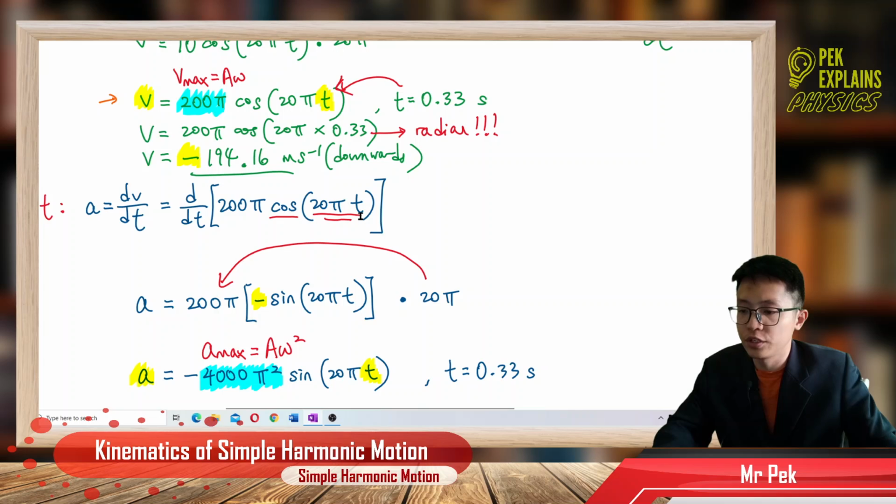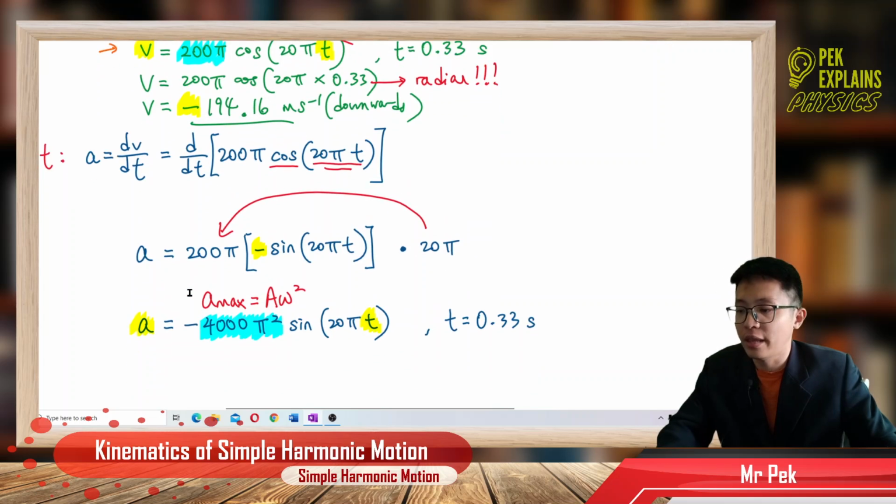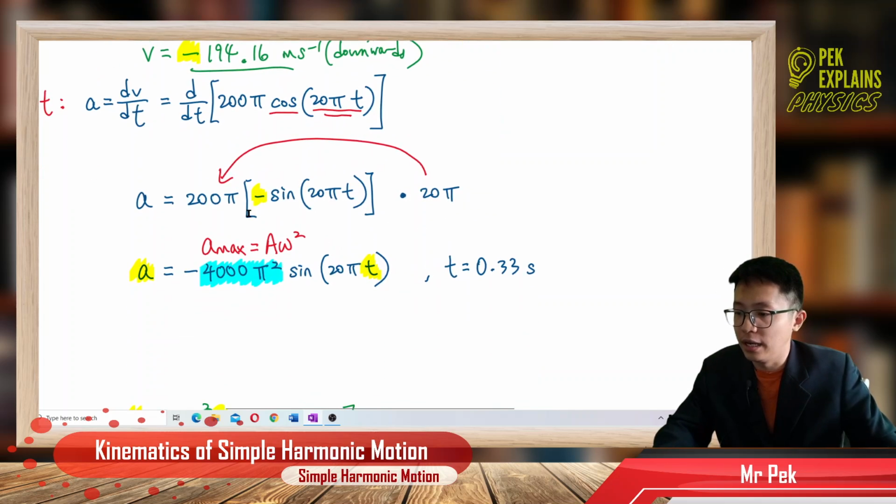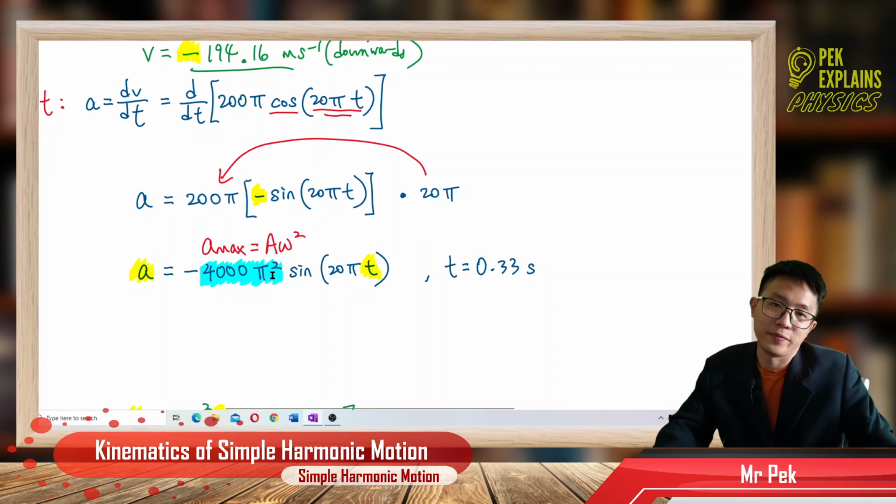200 pi t, differentiate with time, we get 200 pi. 20 pi t, differentiate with time, we get 20 pi. So multiply by 20 pi. This is actually a chain rule. Now the 20 pi multiplies to the front, and the negative goes to the front. Then 20 pi multiplied by 200 pi, we get 4,000 pi square.